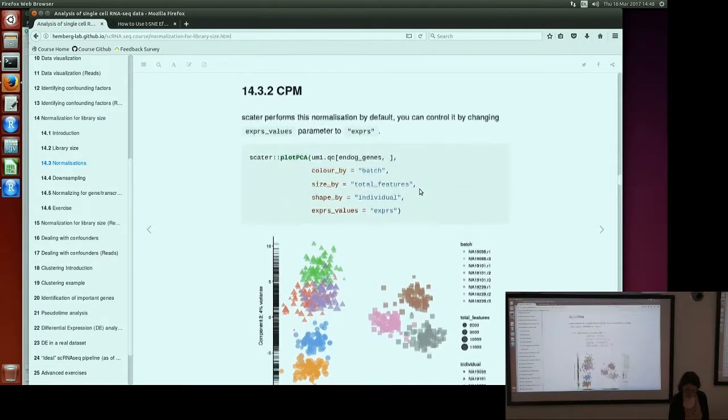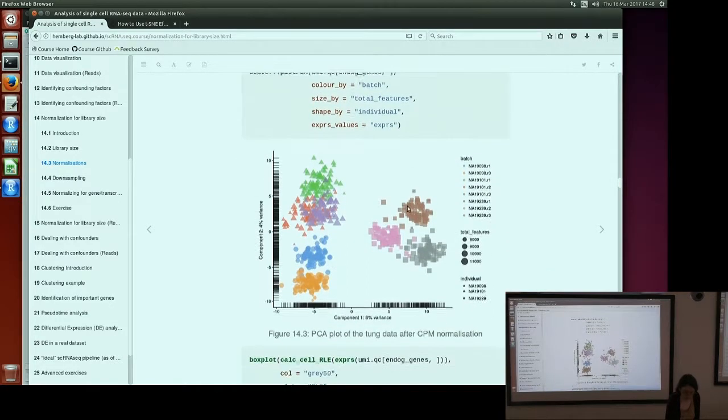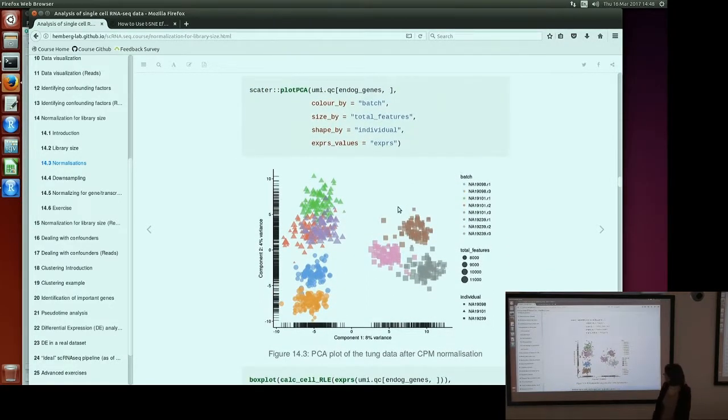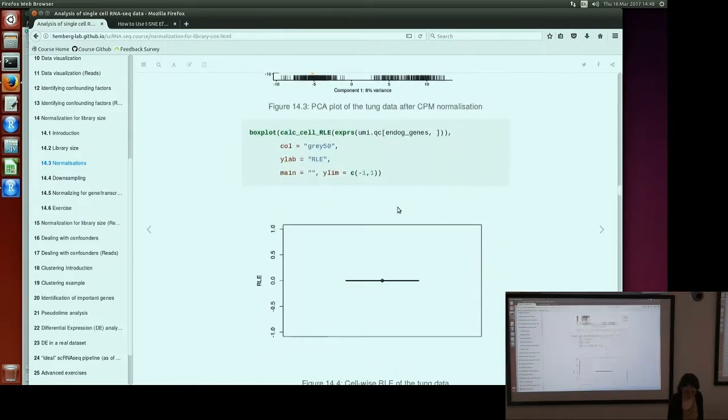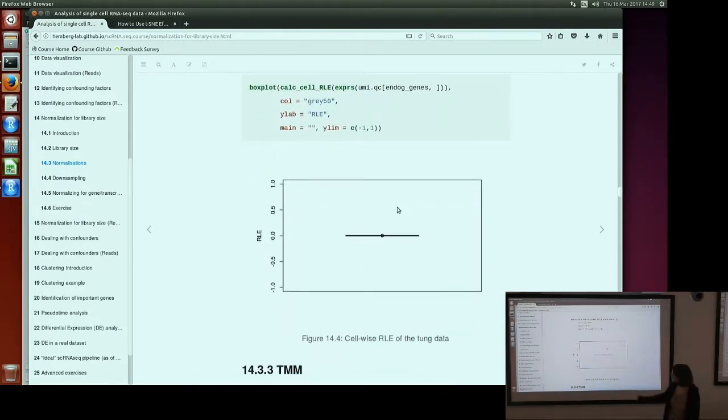And then CPM is already calculated by default and put into the exprs slot in Scater. So looking at the PCA of that, you can see that now all of the patients are quite separated from each other, although you can also see some batch effects affecting this data. And if we look at the RLE, you can see that they're all essentially 0, indicating the data is now well normalized.